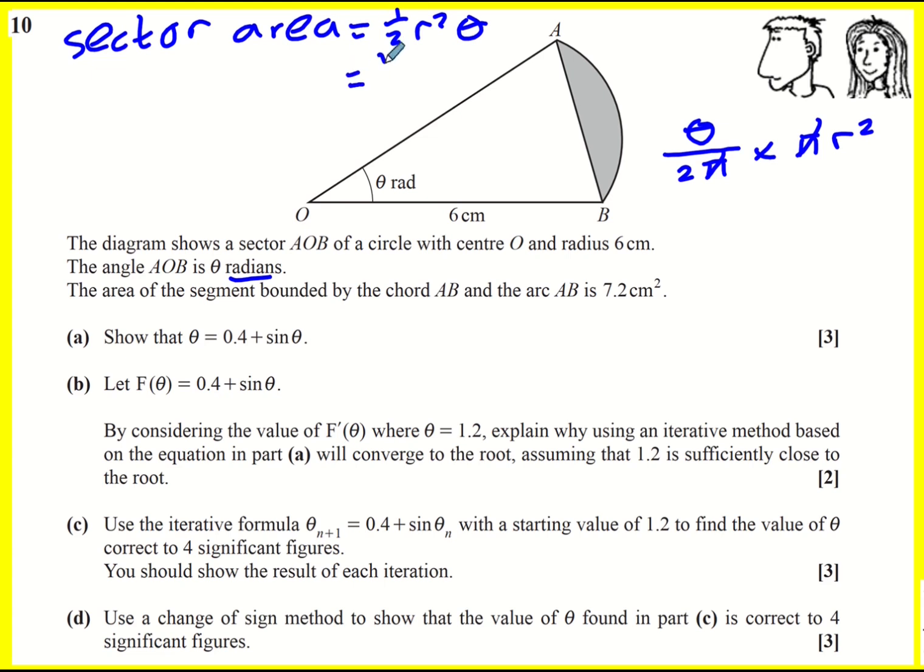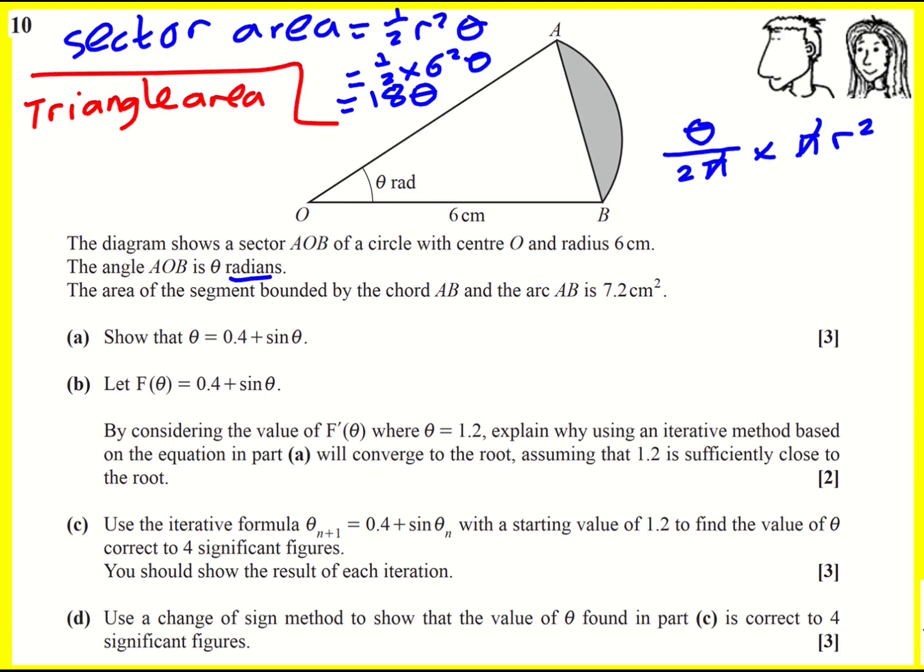So in our case, it's going to be a half times 6 squared theta. It's going to be 18 theta. All right, and then let's work out the triangle area. So that is going to be a half ab sine C.